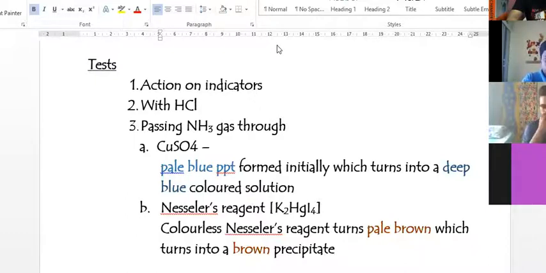Okay, now I have a couple of students who have raised their hand. Yes. Yes, Tanisha. Sir, in the excess, when you pass excess NH4OH, can we also write inky blue? Yeah, you can write inky blue. Inky blue means the same thing. Okay, fine.